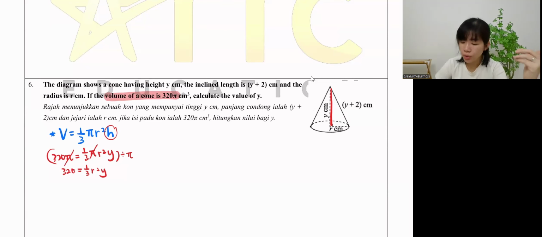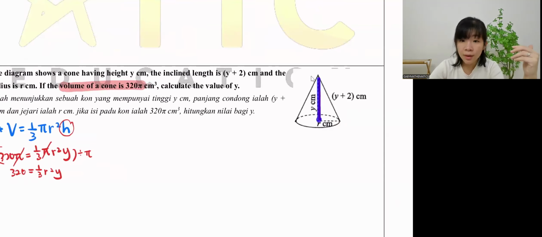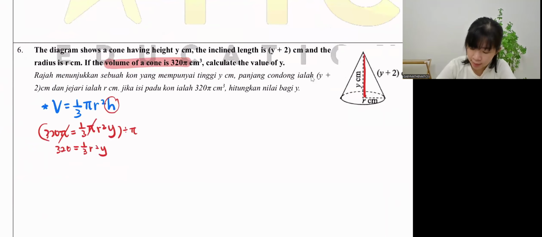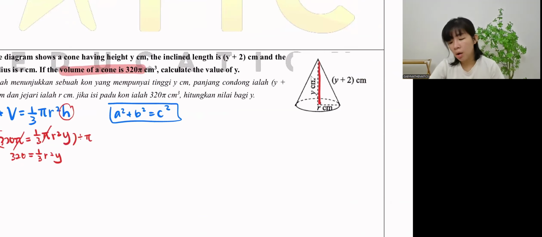Other than volume of a cone, do you see that there is a triangle here? Okay, correct, a triangle. So when it's a triangle, right angle triangle some more, and then all the three sides given, you will think of Pythagoras theorem. Yes. Okay. Pythagoras theorem is a square plus b square equal c square. Okay, c must be the longest. Okay, so this will be c, opposite of 90 degrees. Then the rest will be a and b.